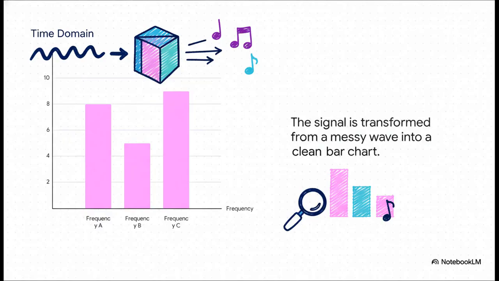And this is what you get. This is what the signal looks like after it passes through our digital prism. Welcome to the frequency domain. See, no more messy wave. Instead, we get this beautiful, clean bar chart. Each bar represents one specific frequency, and its height tells us how loud that frequency is in the original signal. Suddenly, the chaos has structure. We can literally see the notes inside the noise.